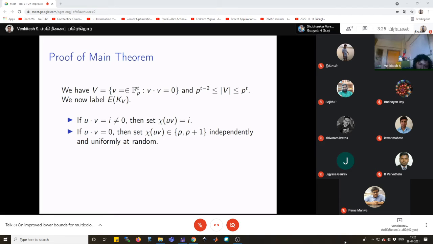So the colors that we give are as follows. For any edge uv, if u dot v is non-zero and takes the value i, then give it the color i. Right? And if u dot v is 0, which means in Fp it is 0, then you give it either p or p plus 1, but you do it independently and uniformly at random. You give either p or p plus 1 with probability half. So there is a slight random element to the edge labeling right here. And now we will actually see that there is more randomness involved in the final construction.